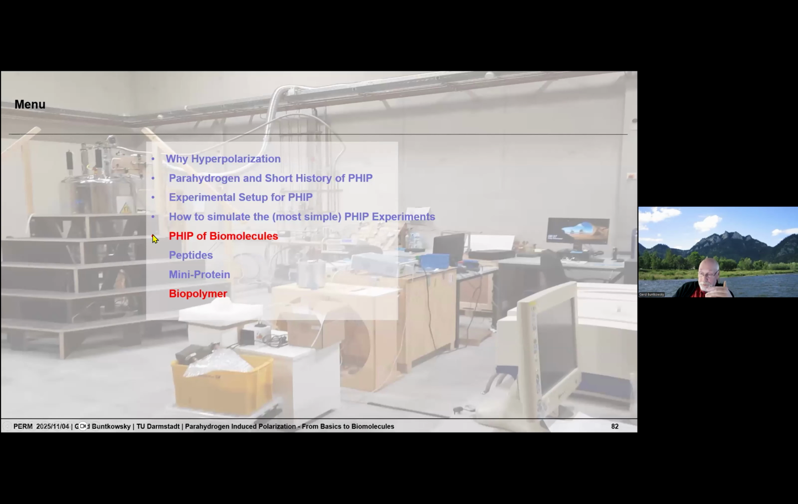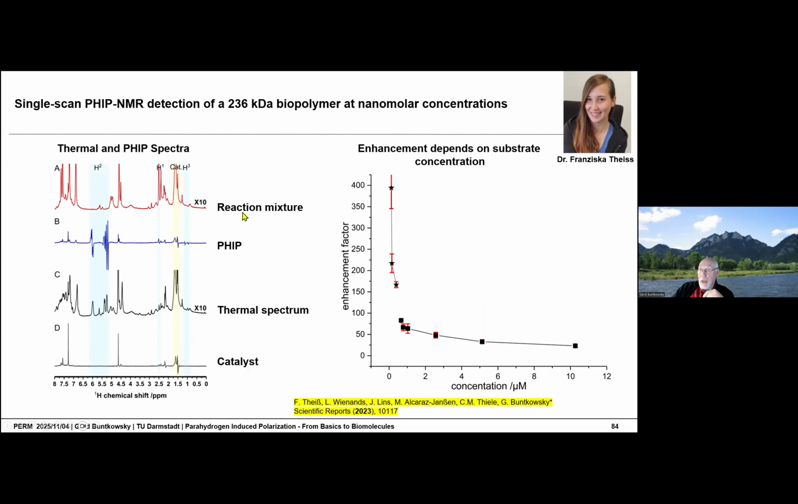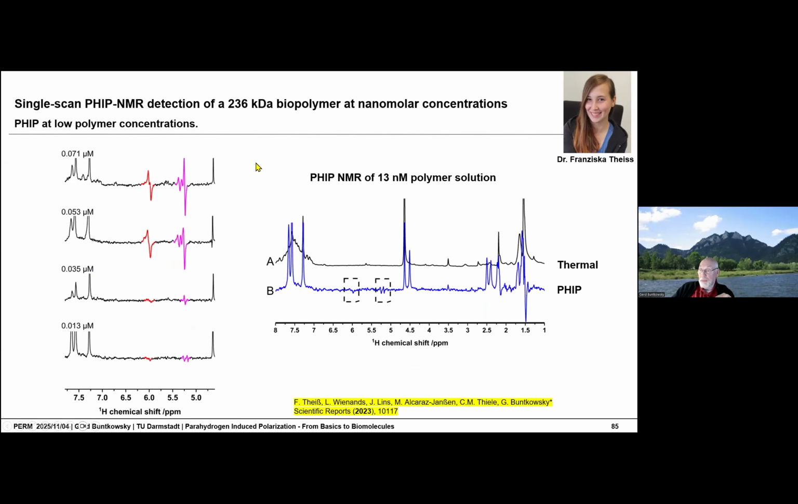At the end, then we said, okay, can we also go to really big molecules? And so this was a collaboration with the group of Christina Thiele. They are studying a biopolymer, which is just a homopolymer of this amino acid. And we tested whether we can use this with FIB. And also this worked very well. So in a way, you can also do FIB on really large molecules of 230 kilodaltons. So he uses a FIB enhancement, and he was part of the PhD thesis of Franziska Theis.